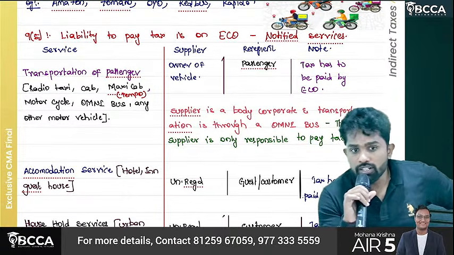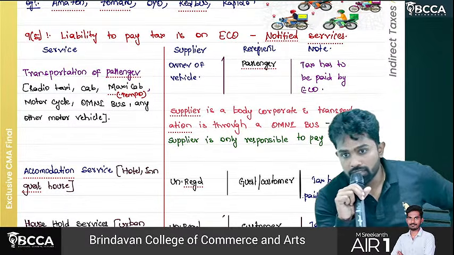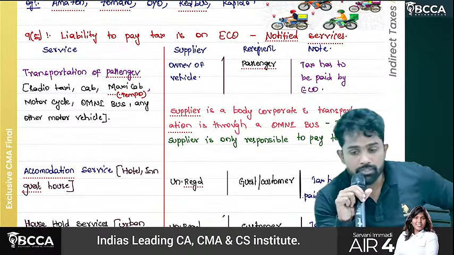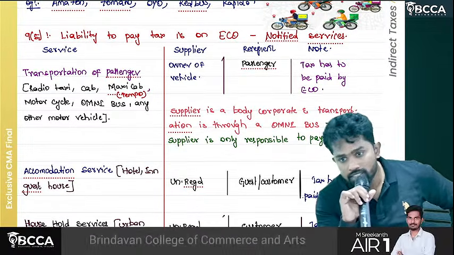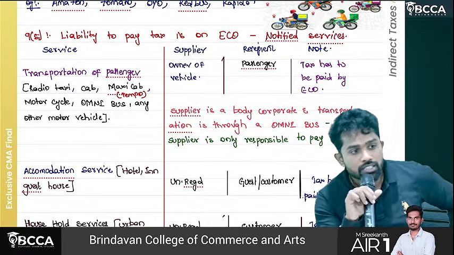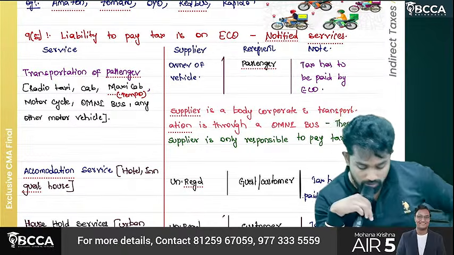Sir, by default tax has to be paid by the supplier. But 9.3 says tax has to be paid under RCM. That means by whom? The recipient. But 9.5 says neither the supplier nor the recipient, the tax has to be paid by the ECO, the e-commerce operator. So the first one, sir.